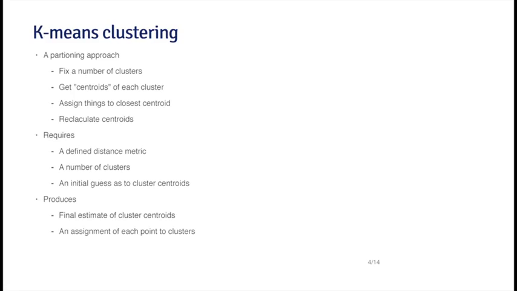The basic approach for running the k-means algorithm is to pick centroids, assign all the points to the centroids, and then recalculate the centroids and reassign all the points. You iterate back and forth until you reach a solution. So you need a distance metric. You need a fixed number of clusters that you have to specify beforehand. And you need an initial guess as to where the centroids are, and often you might just pick some random points to start the algorithm. The k-means clustering algorithm will produce a final estimate of where the cluster centroids are, and it will tell you which centroid each observation is assigned to.